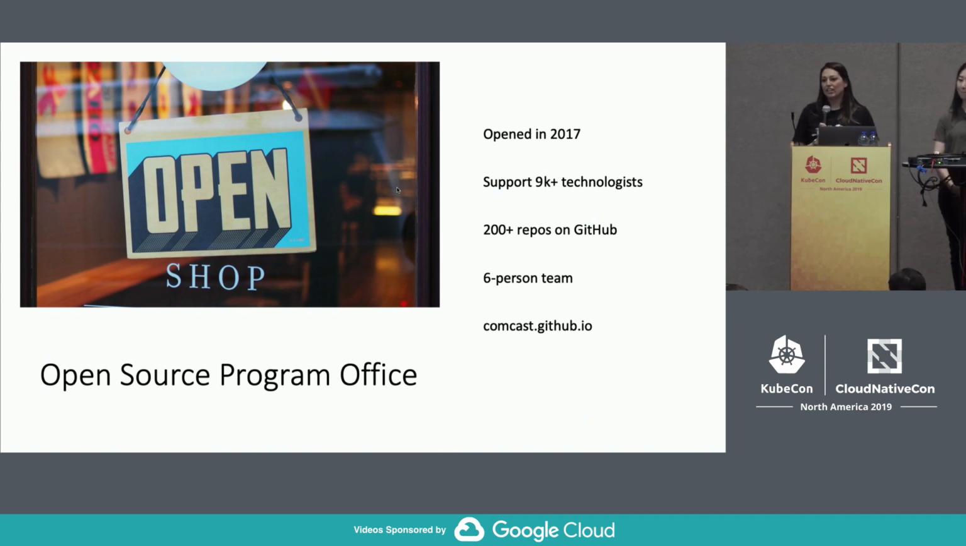You'll start seeing that a lot of companies have open source program offices. We're part of a group called the TODO Group, which is talk openly, do openly, with other OSPOs that are there. It's pretty cool. Our team supports over 9,000 technologists. We have over 200 repos on GitHub. We're a 6-person team. Most of us are program managers, and we also have a software engineer on our team that helps us with our tooling, automation, et cetera. And if you want to find out more on what other projects we're doing with open source, you can always visit comcast.github.io.